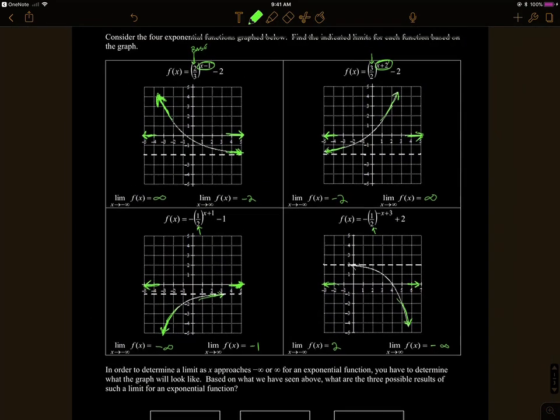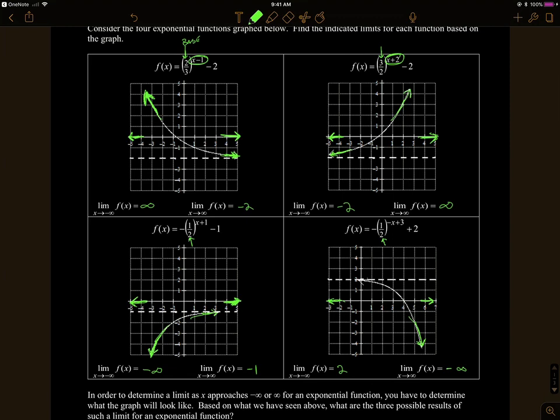So what's interesting to note here is when we do limits at the ends, at infinity or negative infinity, or I should say limits at infinity, right? For an exponential function, there's two options that happen. It either approaches the horizontal asymptote, which in this case was -2, in this case it was -1, in this case it was 2, or it approaches infinity or negative infinity.